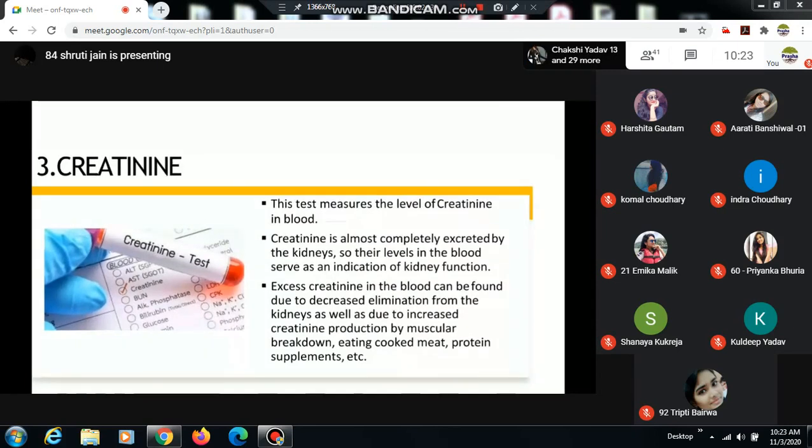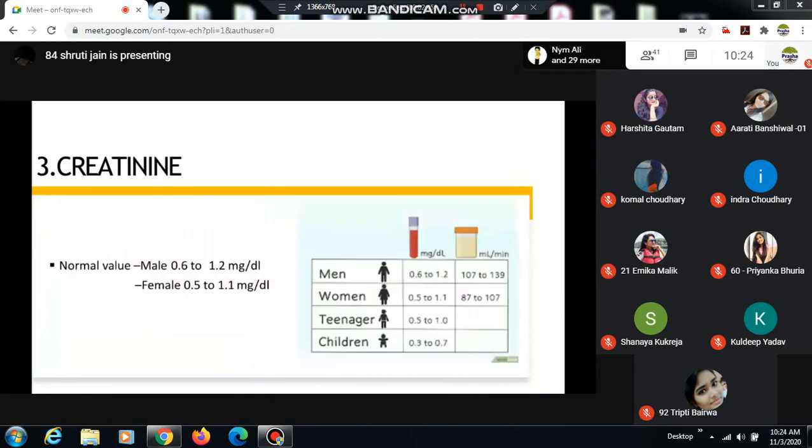Creatinine. This test measures the level of creatinine in blood. Creatinine is almost completely excreted by the kidney, so it serves as an indication of kidney function. The kidney does the complete excretion of creatinine. If the value of creatinine in blood increases or decreases, it serves as an indication of improper functioning of the kidney. Excess creatinine in the blood can be found due to decreased elimination from the kidney as well as due to increased creatinine production by muscular breakdown, eating cooked meat, and protein supplements. Its normal value in males is 0.6 to 1.2 mg per deciliter and in females is 0.5 to 1.1 mg per deciliter.